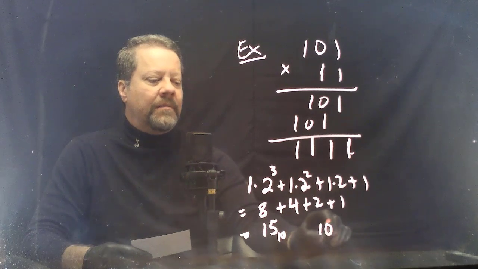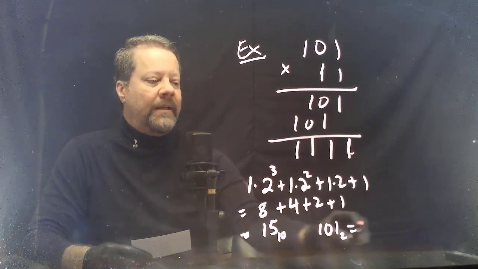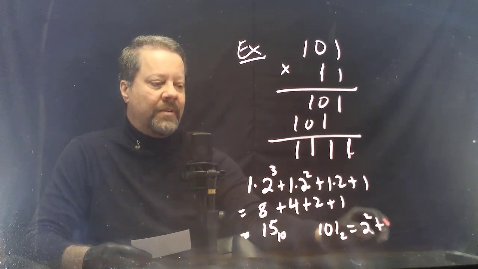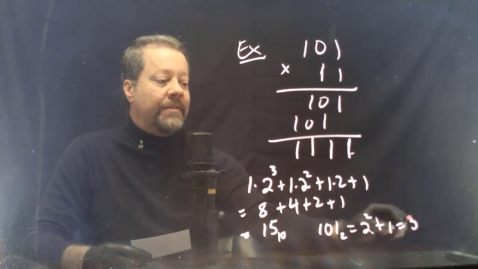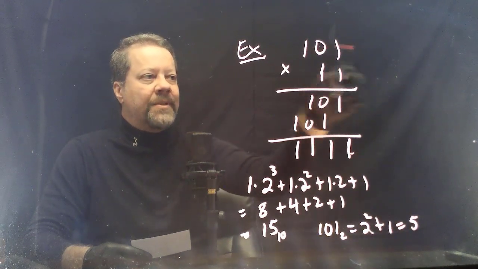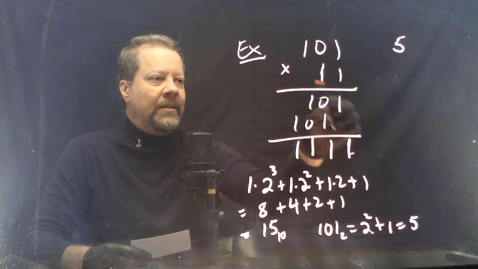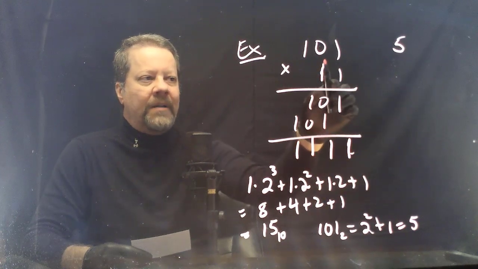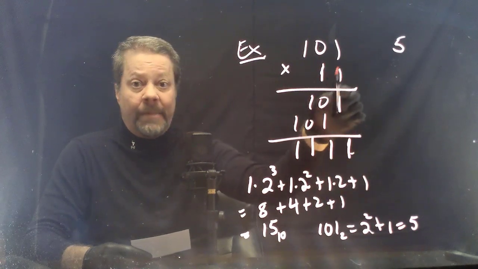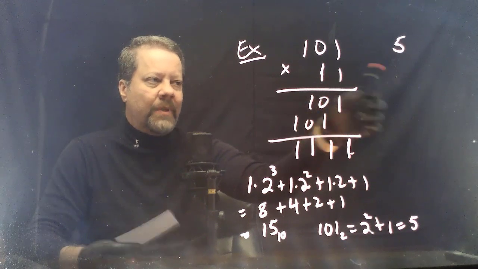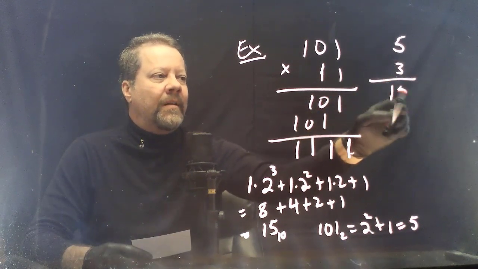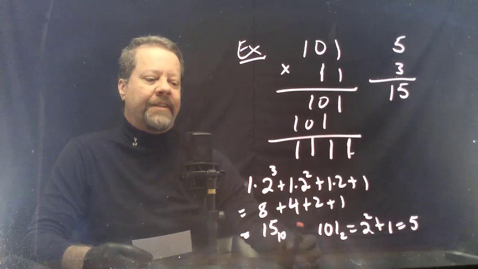101 in base 2 is 2 squared plus 1, which is 5. So this represents the number 5. 11 is 2 to the power 1 plus 2 to the power 0, or just 2 plus 1 is 3. And yeah, 3 times 5 is 15.